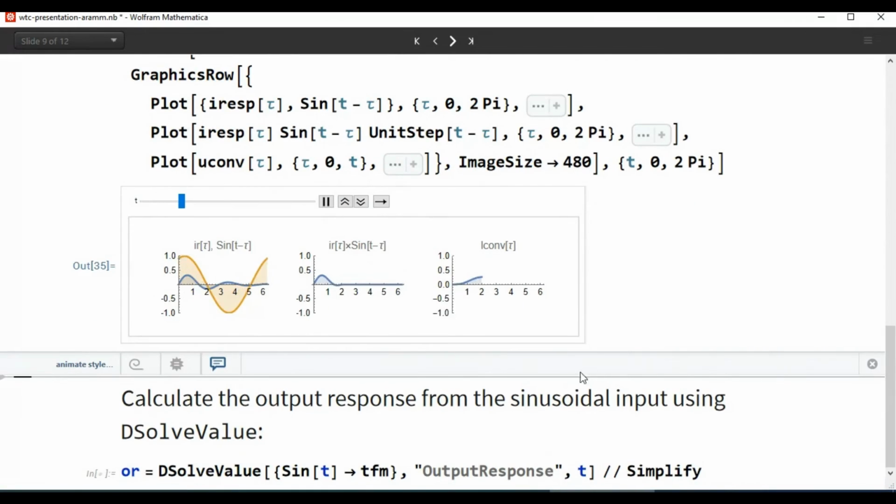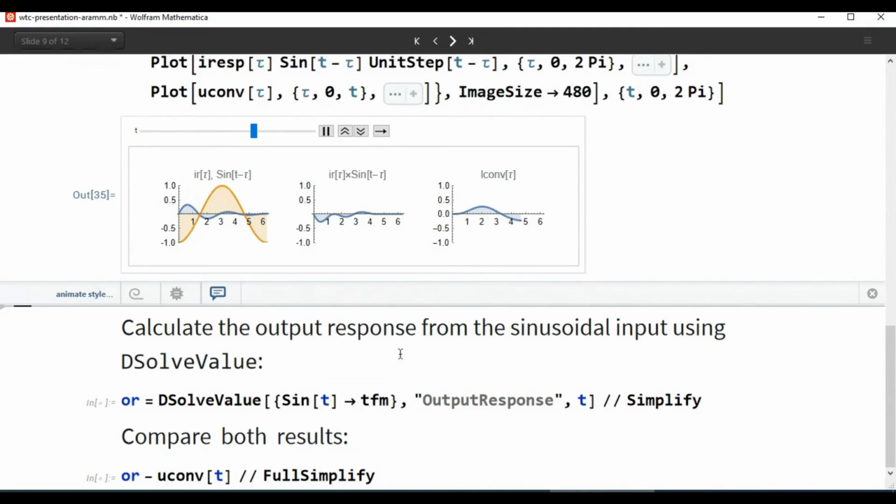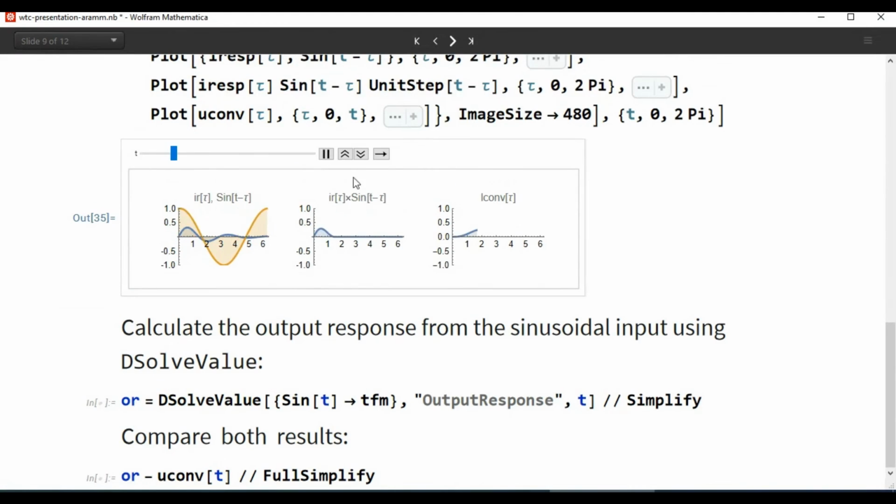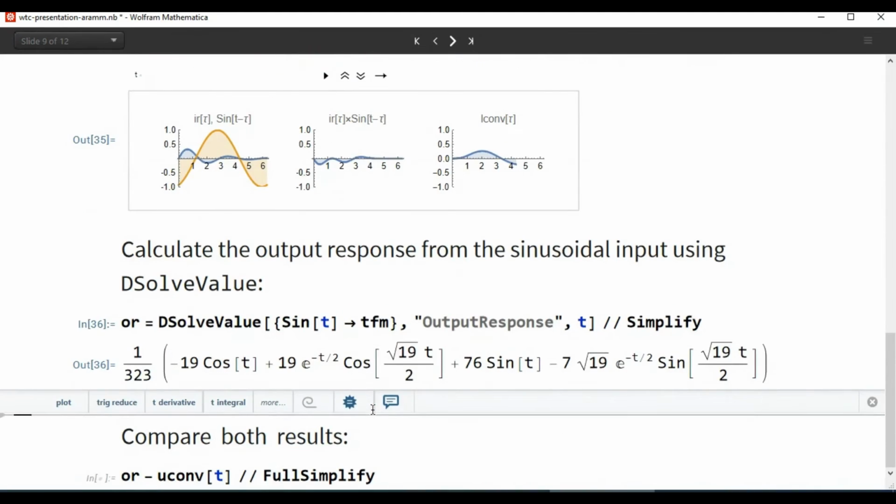And to check that this is correct, we can calculate the response to sinusoidal input also using DSolveValue. So I write here DSolveValue, sine t goes to model, output response, t. And if I evaluate this, I will get a slightly different result. But if I compare both results together, you will see that they are identical.